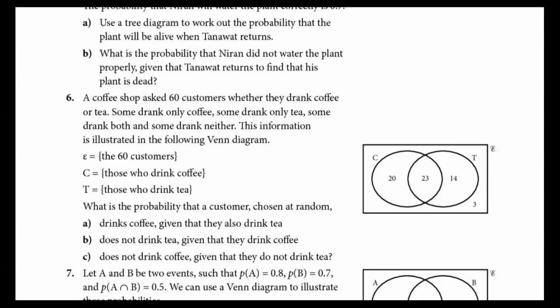So let's start a one question example. I'm going to take question number 6 from the textbook by David Rayner. A coffee shop has 60 customers, whether they drank coffee or tea. So two options, coffee and tea. Clear? Okay, and the total number of people is 60.